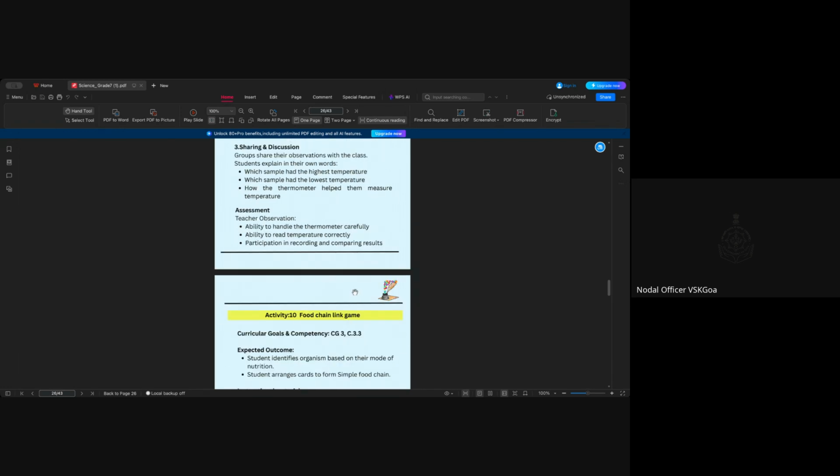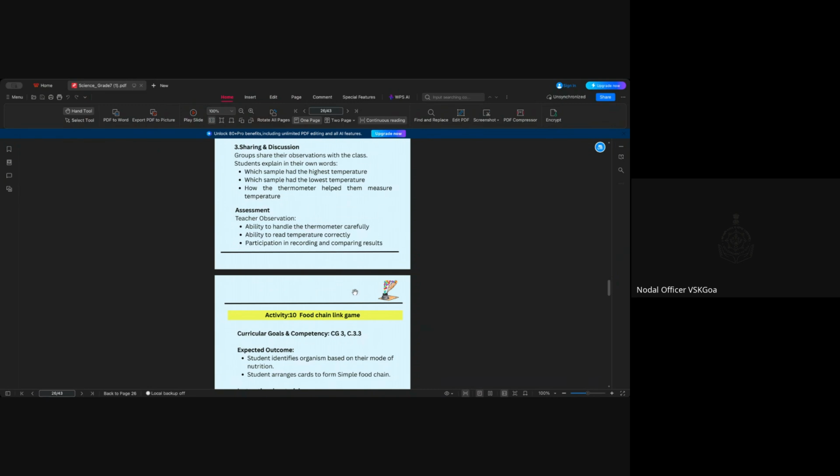So that's activity number 9, which speaks about reading temperature using a thermometer. The next activity is something called the food chain link game. This is a very interesting activity. Okay, and you know why it has been put, because in the course of time they are going to understand the concept of food chain and food web. For that particular reason, this activity is given.